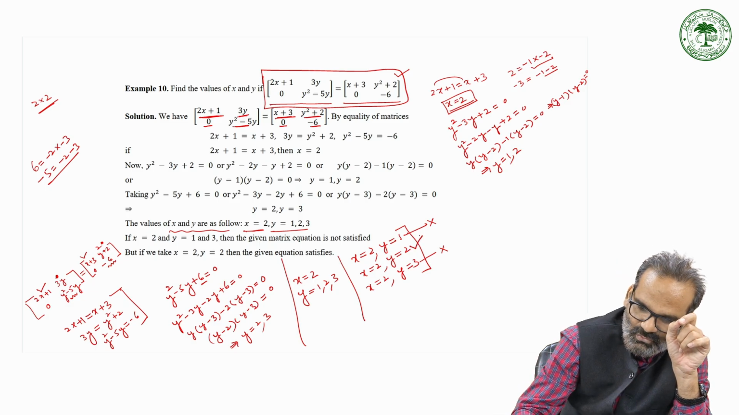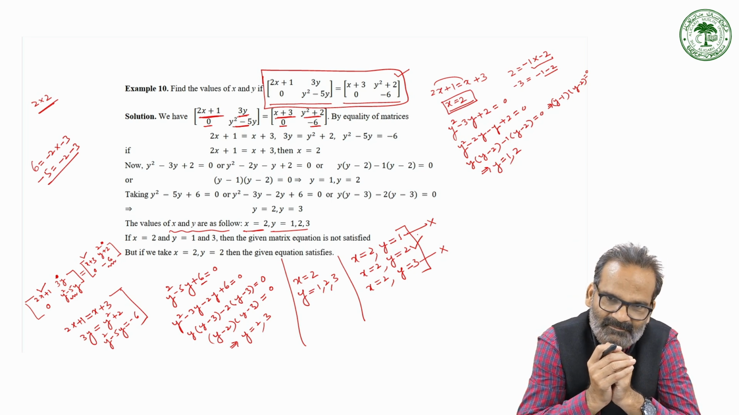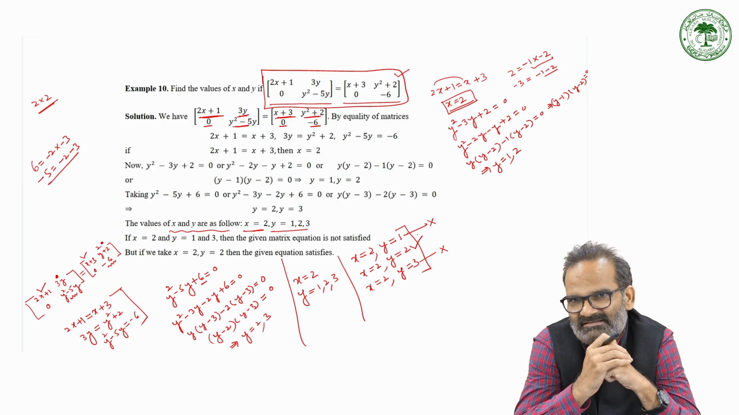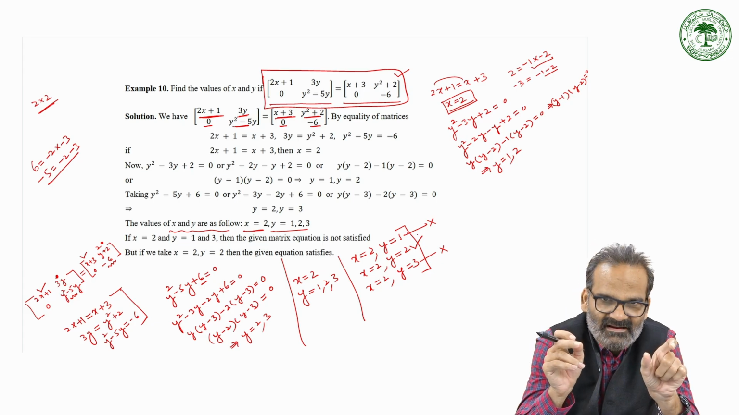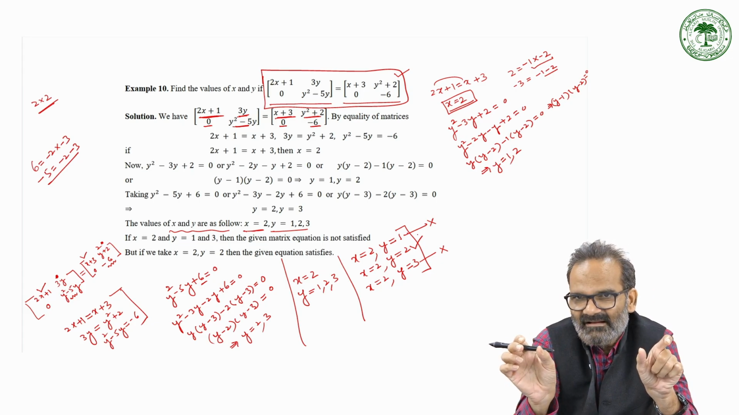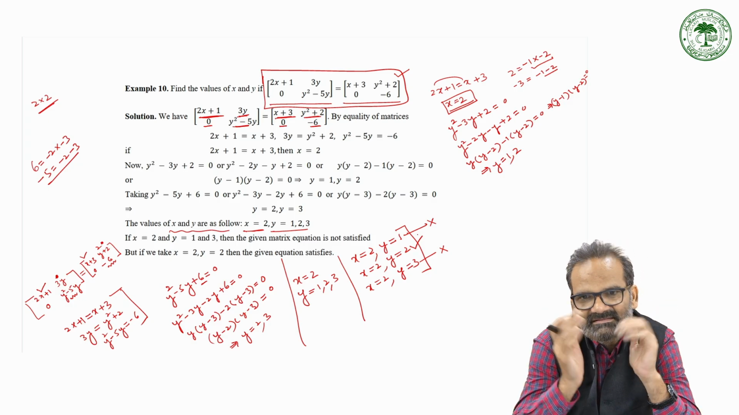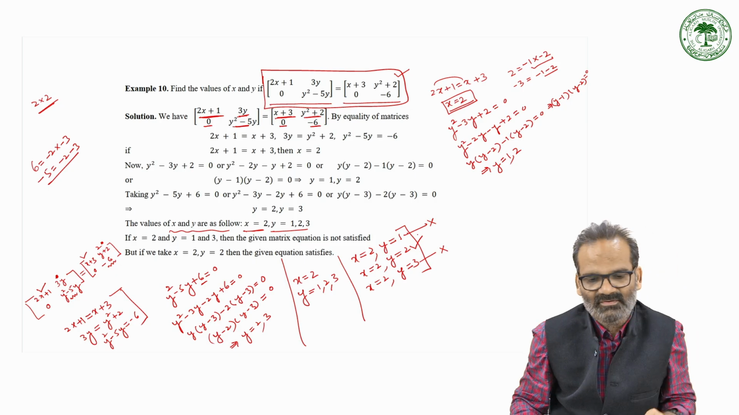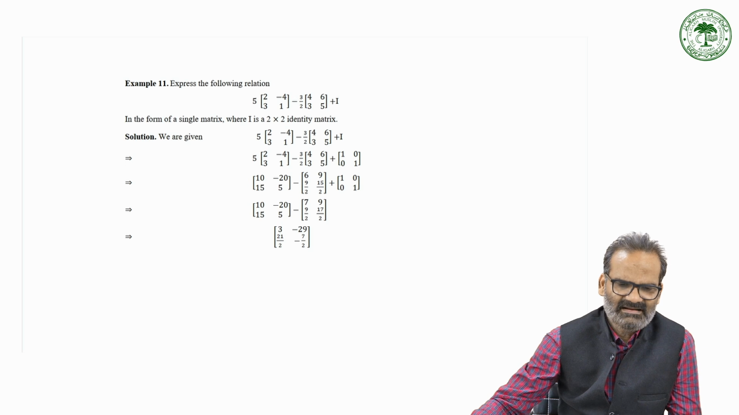So x is 2 and y is 2 is the only value of x and y which, if substituted in the given matrix equation, will satisfy it. When you put x equals 2, y equals 2 in the matrix on the left hand side and the matrix on the right hand side, you will get the same matrix on both sides. So this is how you can determine the values of x and y using the concept of equality of two matrices. Let us take another case.